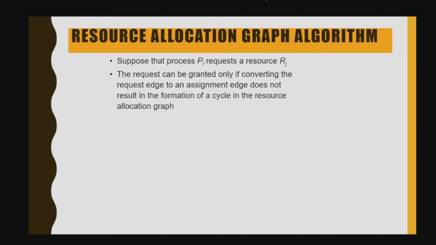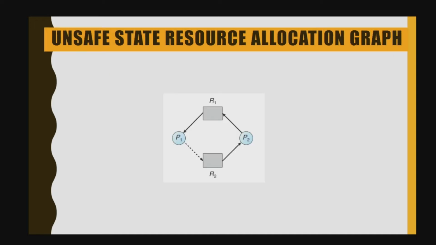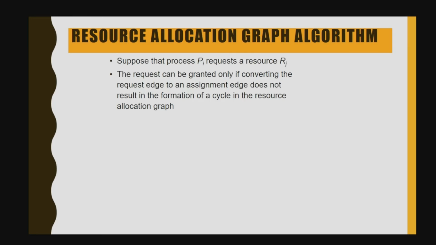So suppose that P1 makes a request to Rj. The request can be granted only if converting the request edge to an assignment edge does not result in the formation of a cycle in the resource allocation graph. So we want to avoid this kind of allocation graph happening. So we want to avoid the cycle in our graph.